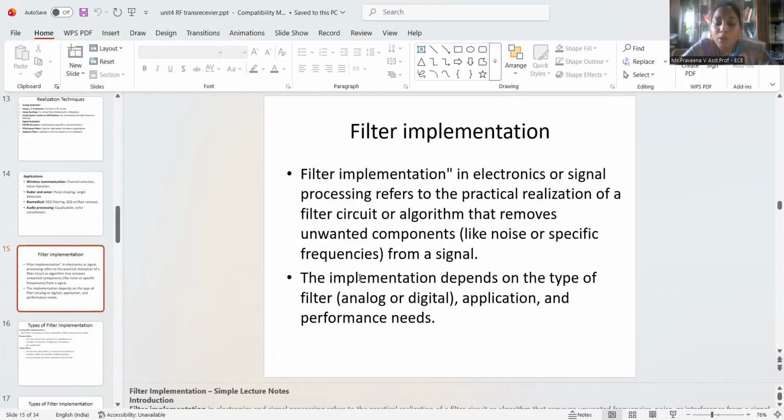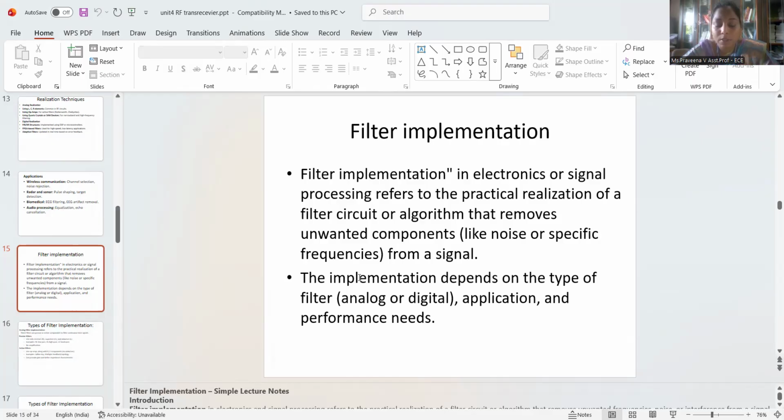What are the applications? Audio processing, image processing, and communication systems. Why is filter implementation important? Yes, in order to remove noise, to improve signal quality, and to enhance system performance.